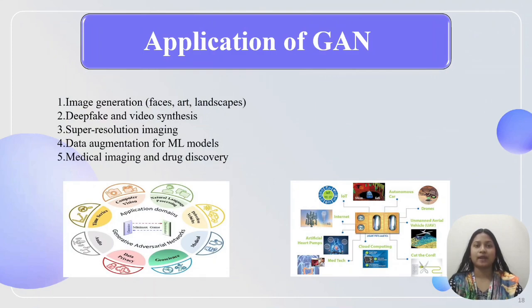First, let's look at the application. GAN is widely used in image generation where it can create realistic images like human faces and landscapes. It is also used in deepfake and video synthesis, which can modify or generate videos. Another important use is super resolution imaging, where low quality images are converted into high quality images. GAN also helps in data augmentation, meaning it creates extra data to improve machine learning models. Finally, GAN is used in medical imaging and drug discovery, supporting research and analysis.